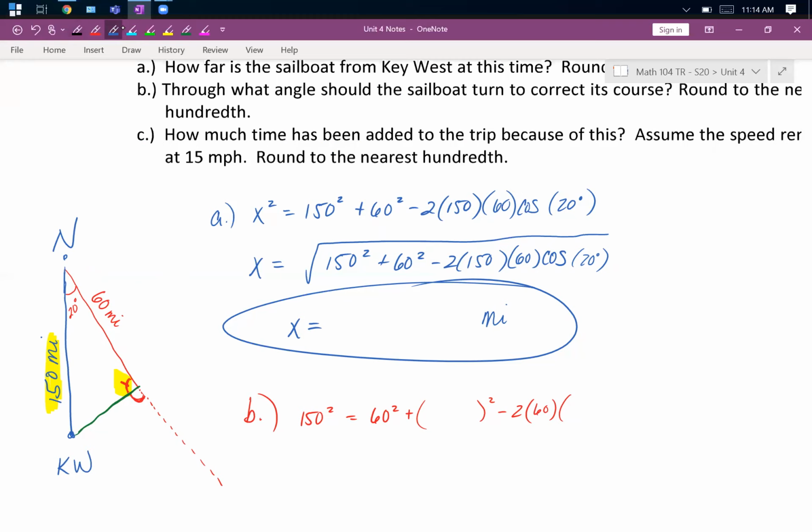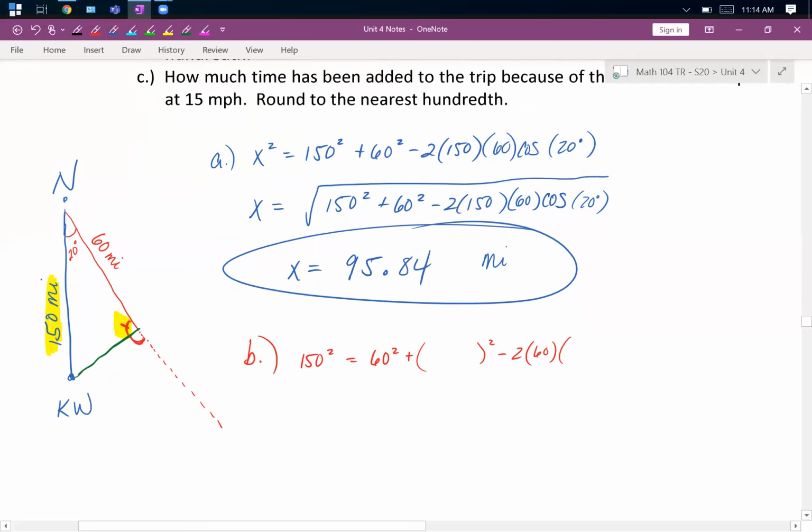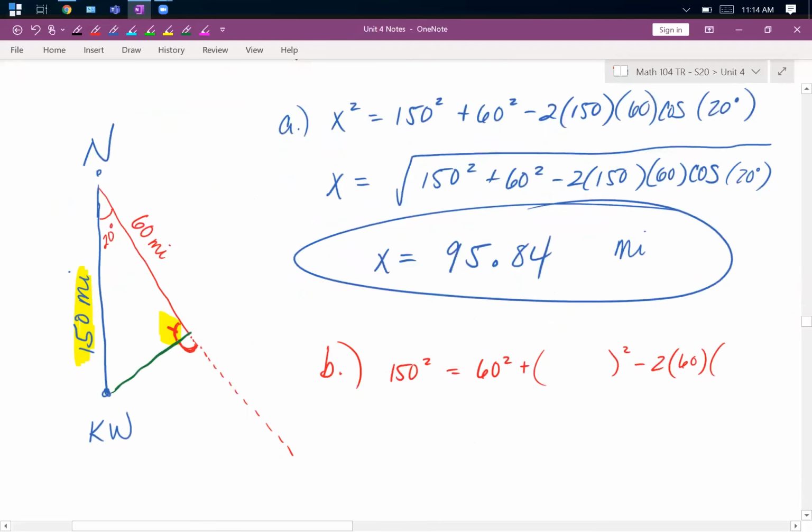I got 95.8. That sounds way better to me. 95 point, I'm sorry, what? 95.841. All right, so to the nearest hundredth, 8.4. Sorry about that, guys. Law of cosines, use cosine. Jeez, oh man. Everything I said about finding the next angle is true.